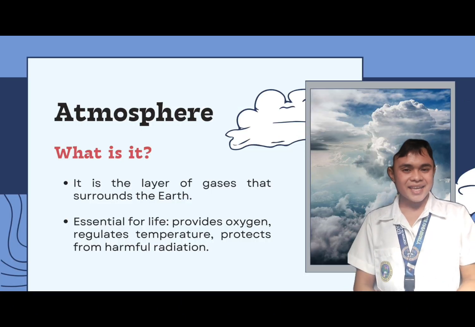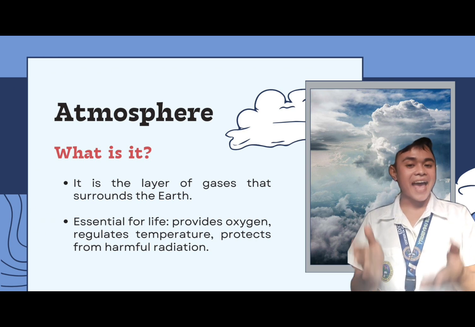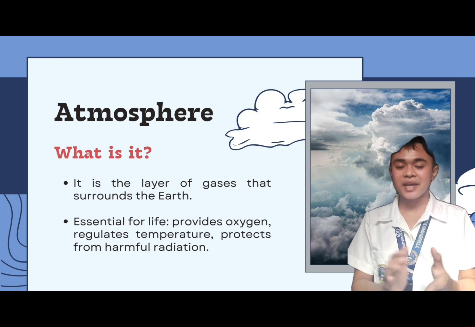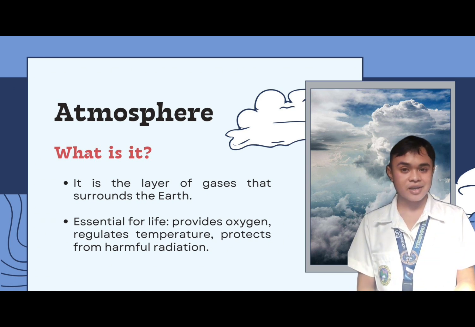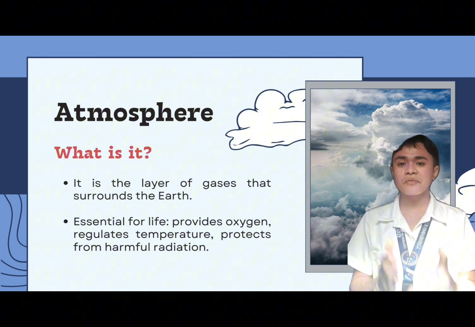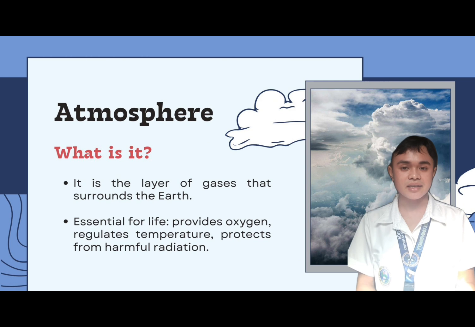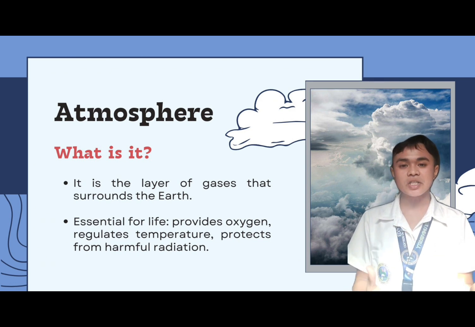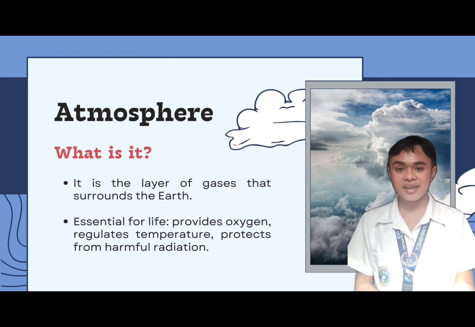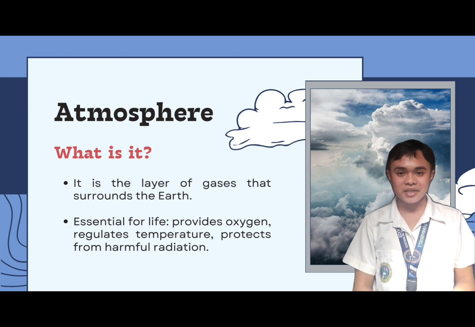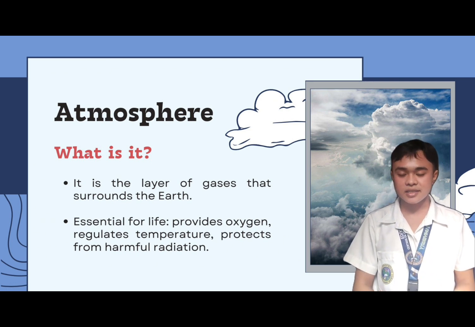So, what is the atmosphere? The atmosphere is a layer of gases that surrounds the Earth, playing a crucial role in sustaining life by providing oxygen for breathing, regulating temperature through the greenhouse effect, and shielding the planet from harmful ultraviolet radiation. Without the atmosphere, life on Earth would not exist.